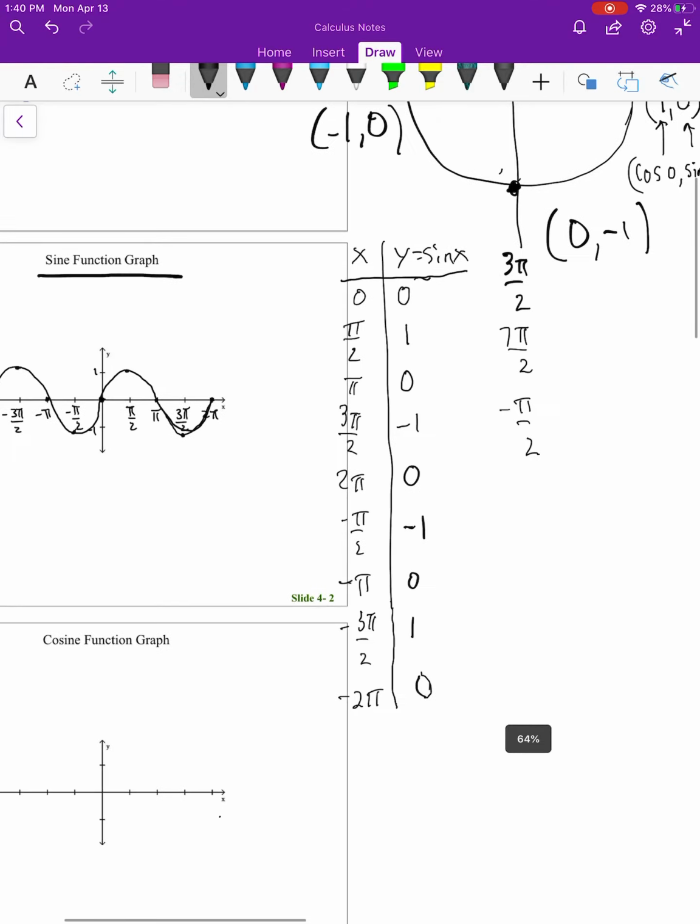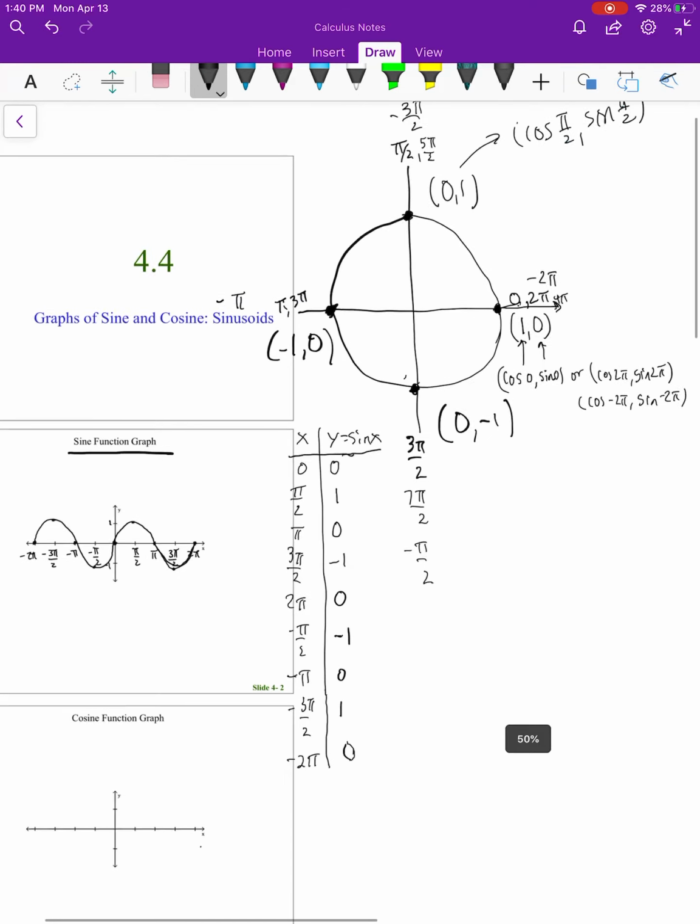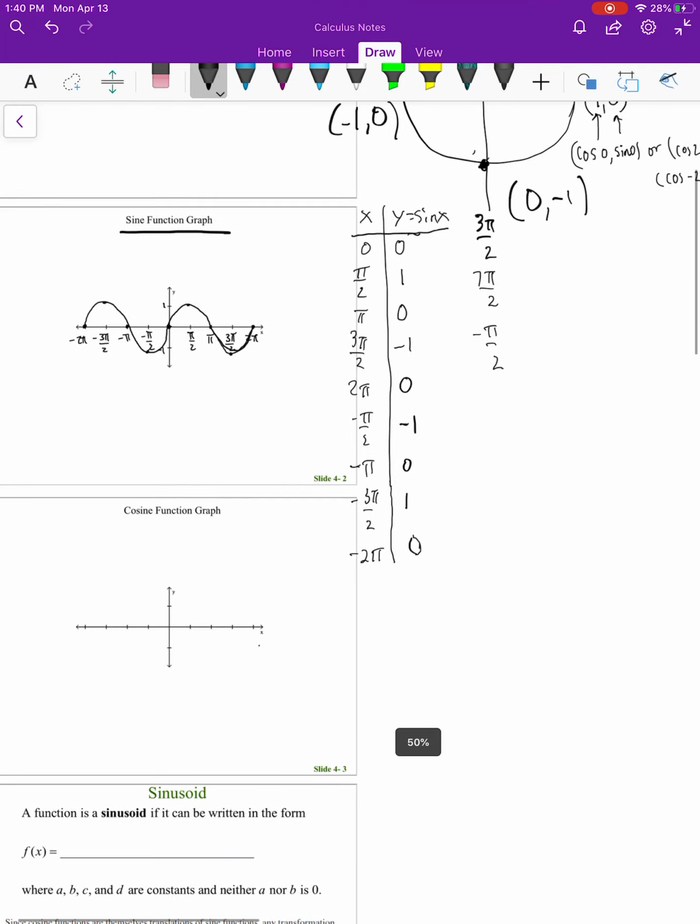Sorry, I missed that one point there. Sorry about that. But we have graphed the sine function.